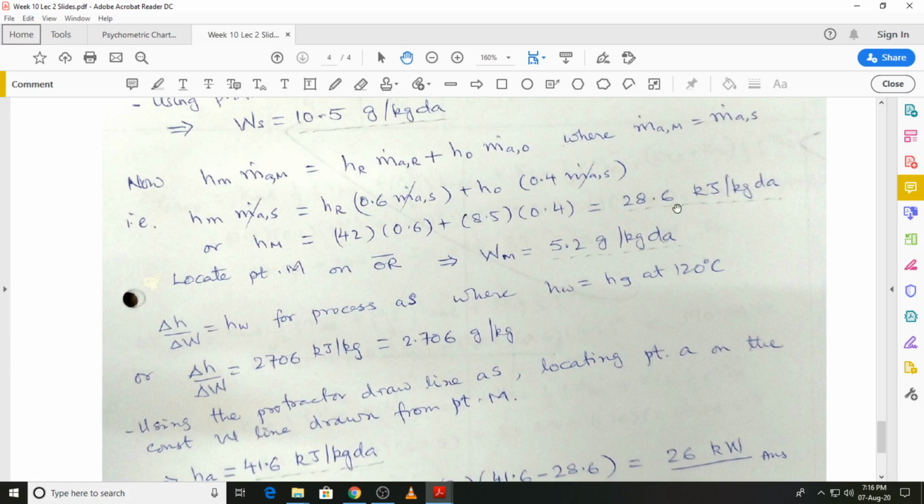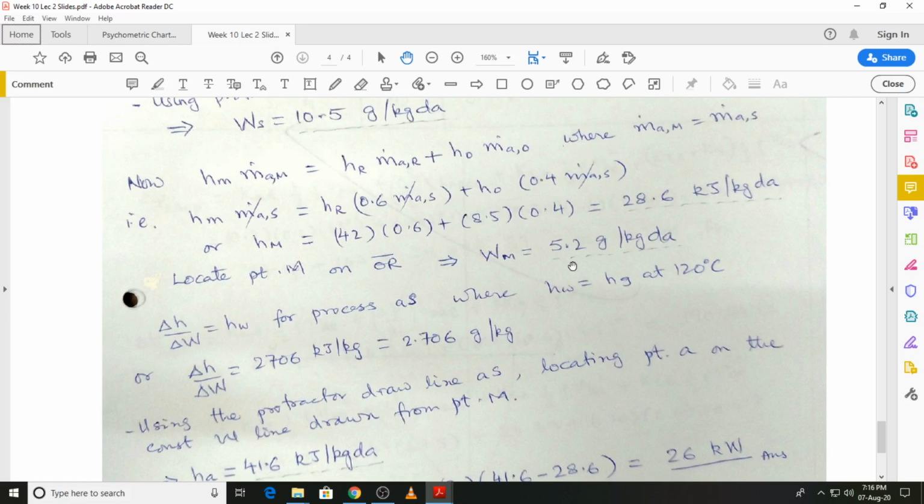And once we have the enthalpy at state M, it will be located, because we know it will lie on the straight line connecting states O and R. So you draw a line which connects states O and R, and draw a line of constant specific enthalpy with a value of 28.6 kilojoules per kilogram dry air. It will give us state M. At that state, the humidity ratio comes out to be 5.2 grams per kilogram dry air.